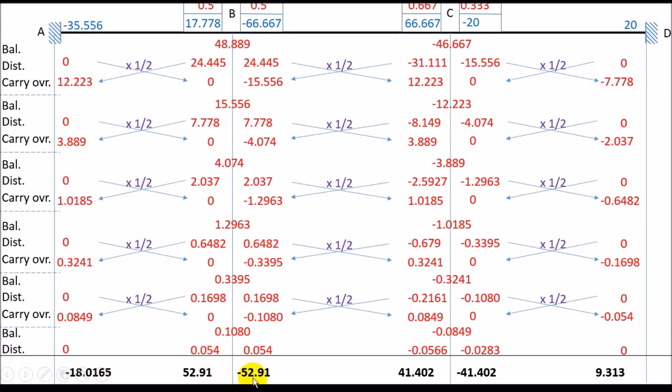So these are my final moments, and you can see that these moments have to match in magnitude, but they have to be of alternate nature. That is, if this is positive, this has to be negative. If this is positive, this is negative. This is negative, this is positive, but the magnitude of both the values is same.